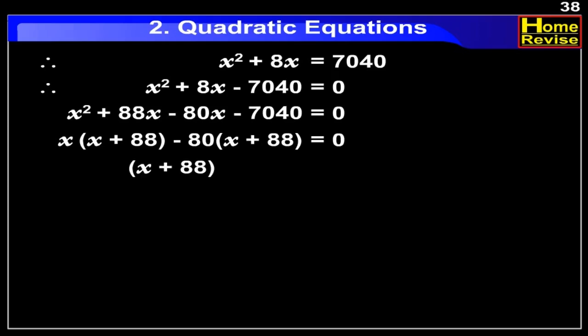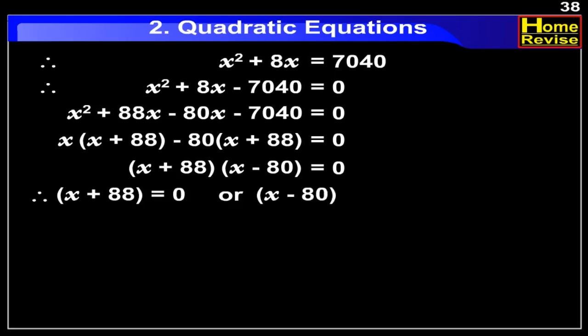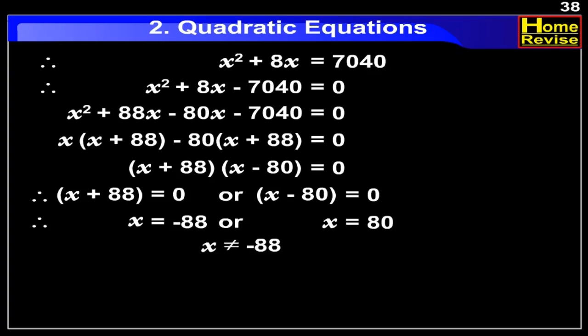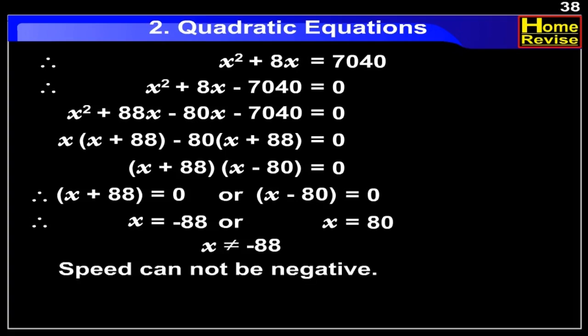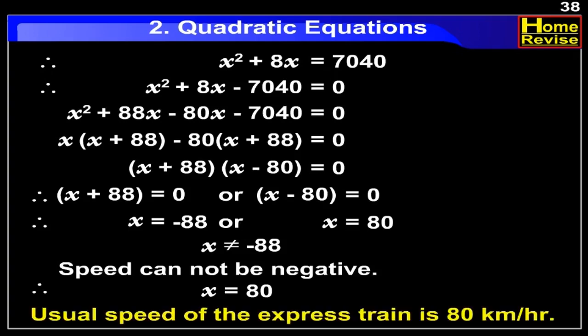Therefore, x plus 88 into x minus 80 is equal to 0. Therefore, x plus 88 is equal to 0 or x minus 80 is equal to 0. Therefore, x is equal to minus 88 or x is equal to 80. Here, x cannot be equal to minus 88 as speed cannot be negative. Therefore, we have x is equal to 80. Therefore, usual speed of the express train is 80 kilometers per hour.